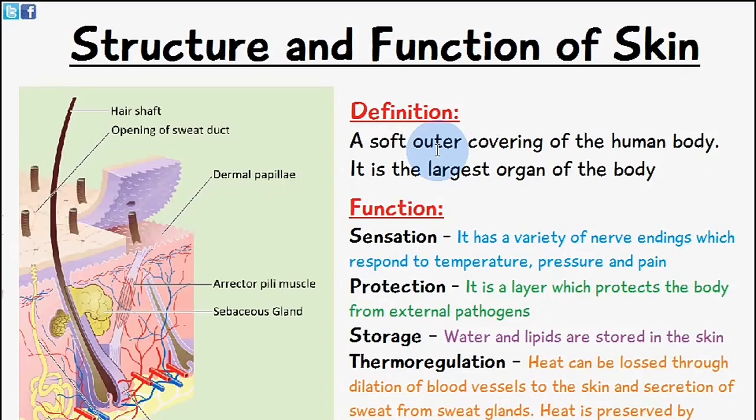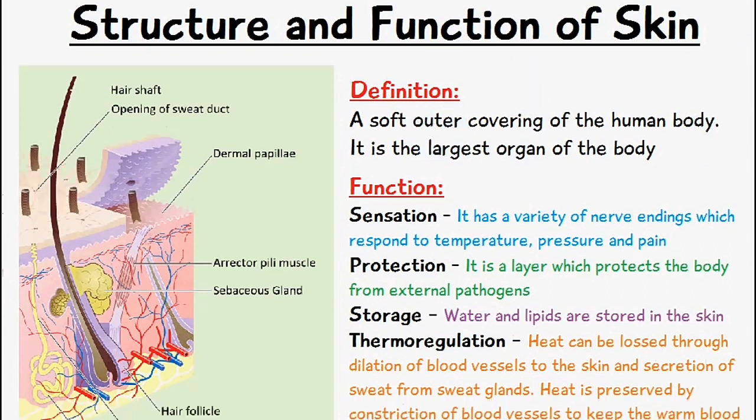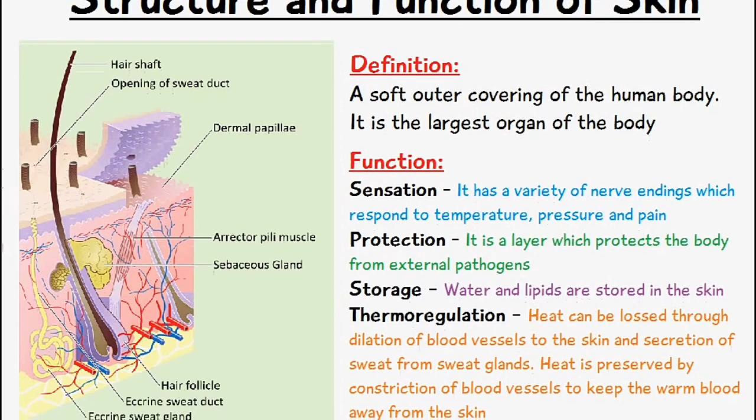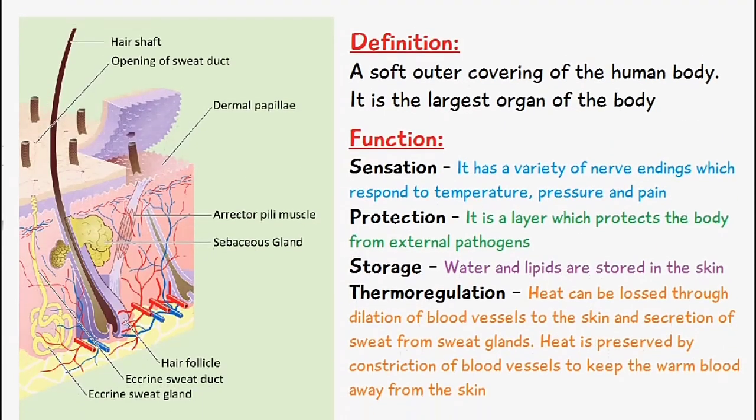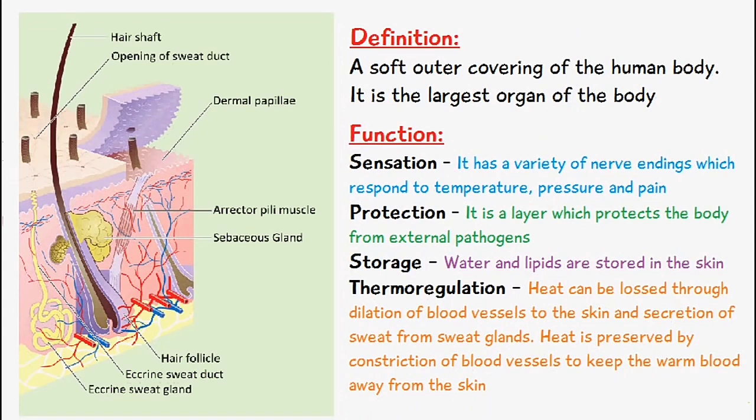Definition of skin is that it's a soft outer covering of the human body and it's the largest organ of the body. The function of skin is to provide sensation, so it has a variety of nerve endings which respond to temperature, pressure and pain. Another function is protection, so it has a layer which protects the body from external pathogens.